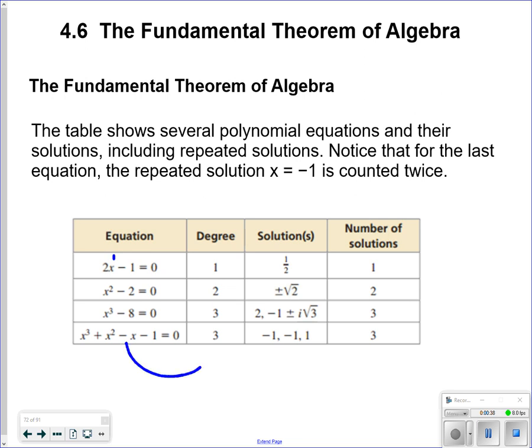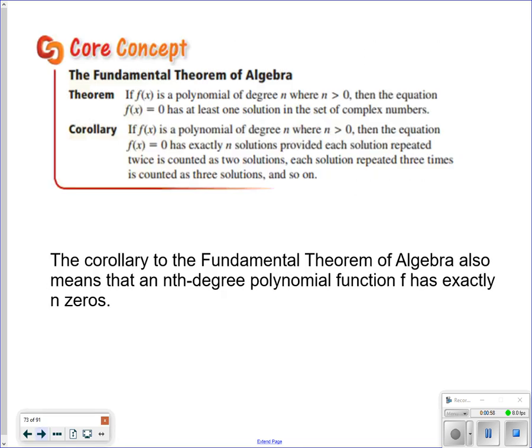Now, they wanted to point this out here, that notice that if you have the same answer twice, it still counts. So even though the -1 and -1 are both answers, it's the same answer, but they still count twice. So again, the number of solutions in this case is 3. So that is the fundamental theorem of algebra. The corollary to the fundamental theorem of algebra also means that the nth degree polynomial has n zeros.